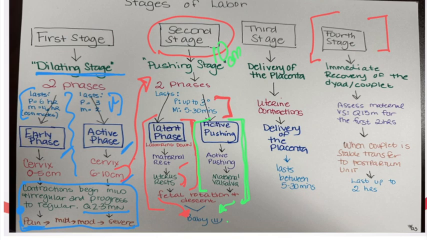They're going to push on their side. They can push on all fours. They can use a squatting bar. As long as that baby's moving, we don't care. And as long as we have a nice category 1 tracing.